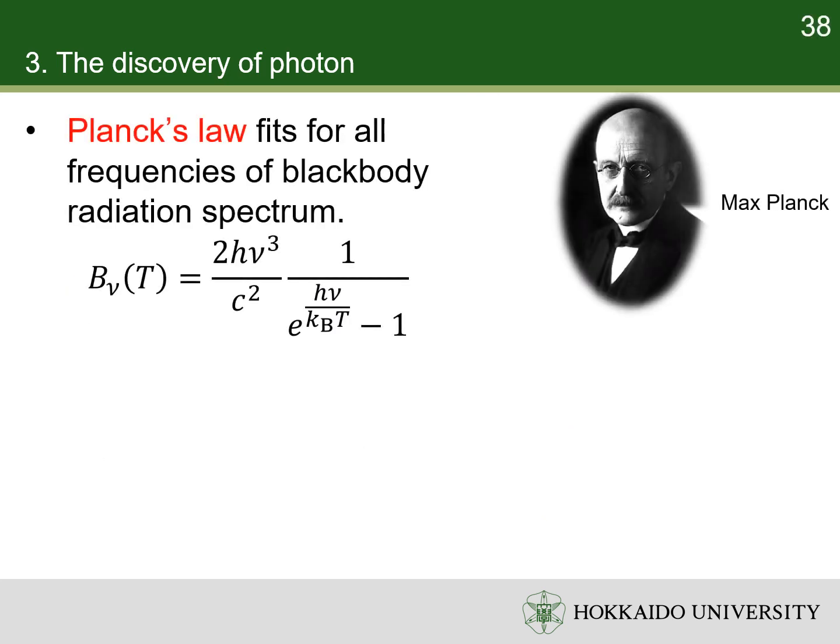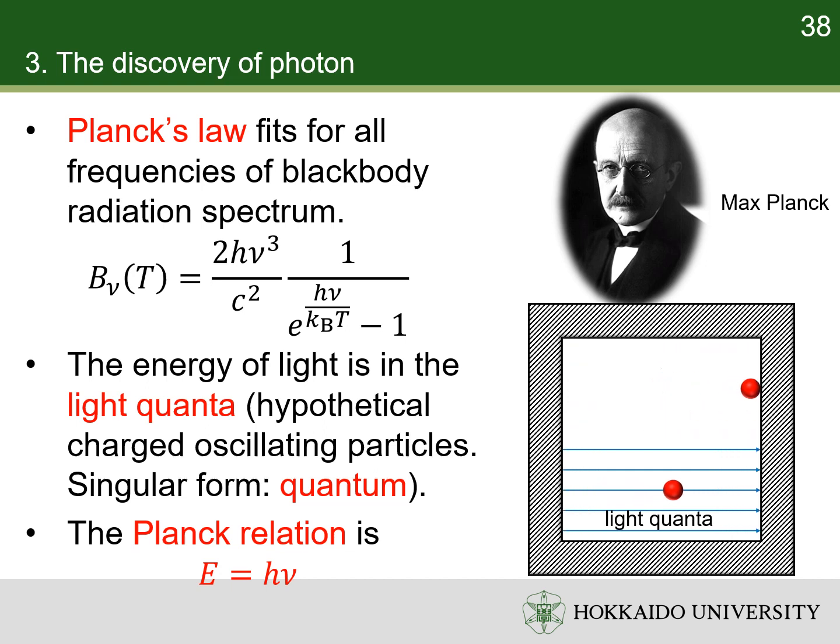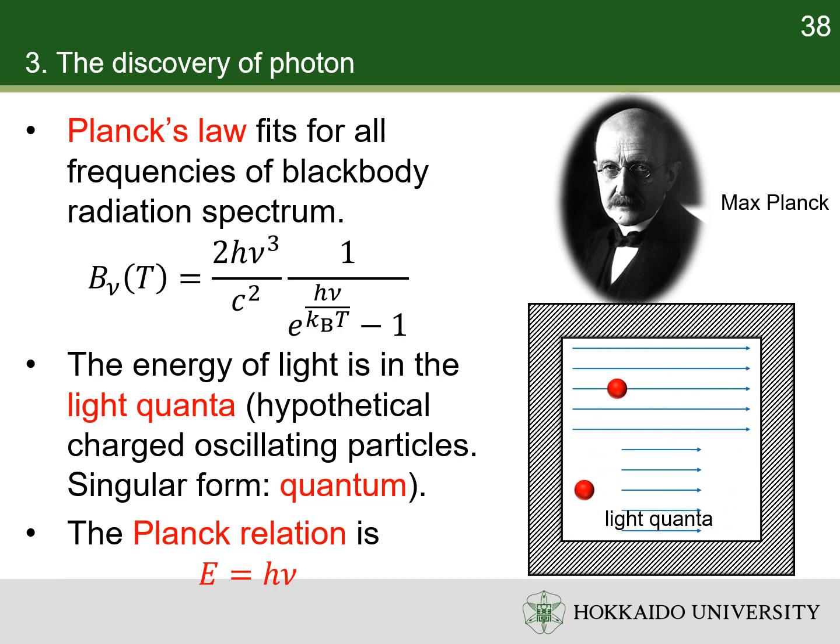In 1900, Max Planck derived a formula for the blackbody radiation, known as Planck's law. It fits all wavelengths of the blackbody radiation spectrum remarkably well. To give a physical explanation of the law, Planck suggested that, although light consists of waves, its energy is carried by charged oscillators inside the cavity. Planck called the hypothetical oscillators light quanta. Planck explained further that the energy of a light quantum should be proportional to the frequency of the oscillator. This is known as the Planck relation.